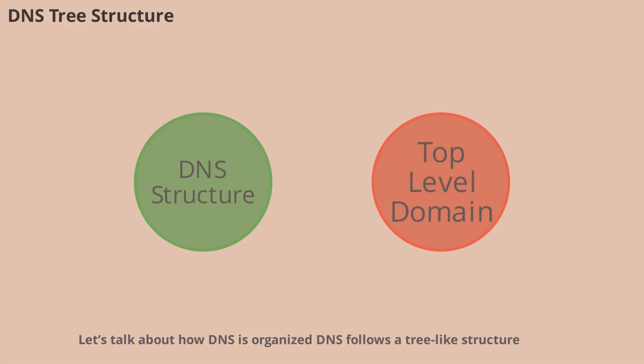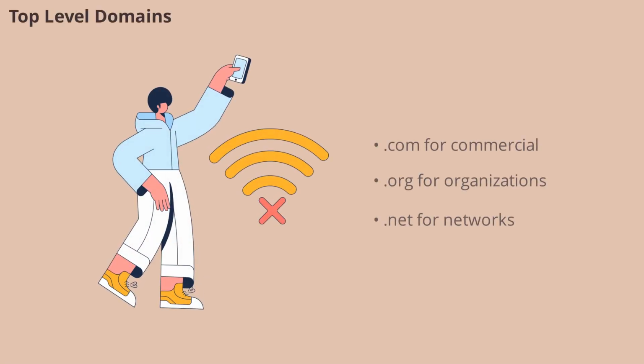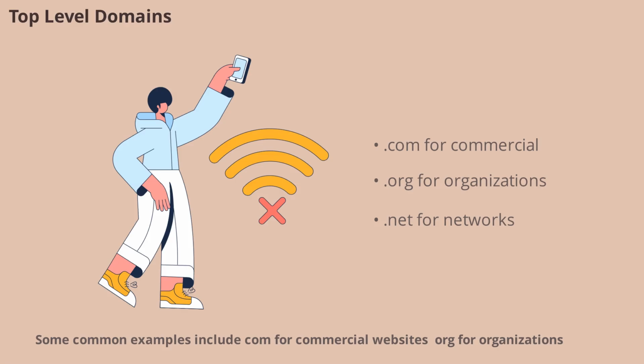Let's talk about how DNS is organized. DNS follows a tree-like structure with different levels that help organize all the domain names on the internet. At the very top, we have what are called top-level domains, or TLDs. These are the familiar endings you see on websites like com, org, net, and in. Top-level domains are the highest level in the DNS hierarchy. Some common examples include com for commercial websites, org for organizations, net for network-related services, and in for sites specific to India. Each TLD serves a different purpose and helps organize the vast number of websites online.